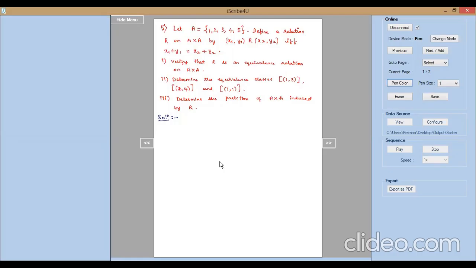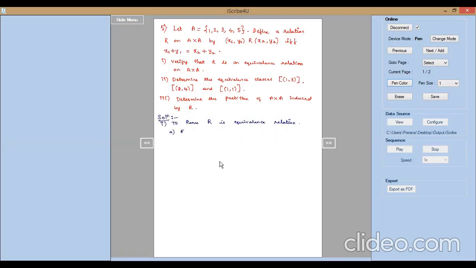So first part of the question is to prove that R is an equivalence relation. So we have to prove R is symmetric, reflexive and transitive in order to say it is an equivalence relation. Correct? So we'll prove one by one. A, I will prove it for reflexive, B for symmetric and C for transitive.